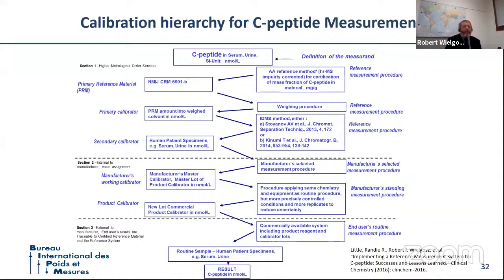So C-peptide is a peptide with 31 amino acids. It's well defined, and we can establish SI traceability and a calibration hierarchy for it also.